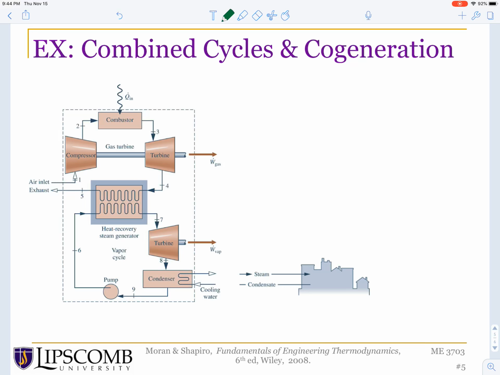Let's see what we mean here. So the top cycle here is our Brayton air cycle. With the jet engine, using air as your working fluid, you can usually run much higher temperatures. So the downside is your exhaust coming out of the turbine here is at a relatively high temperature compared to the atmosphere.